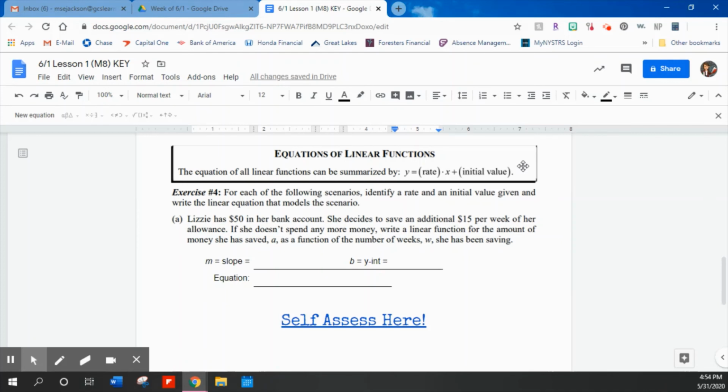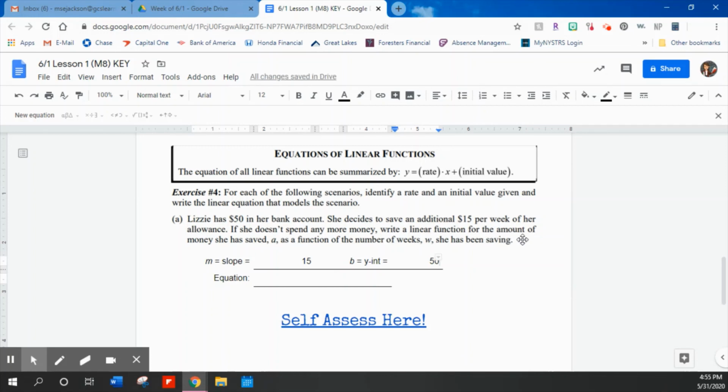She decides to save an additional $15 per week of her allowance. If she doesn't spend any more money, write a linear function for the amount of money she has saved, A, as a function of the number of weeks, W, she has been saving. So our slope or our rate of change is the rate, how it is changing. So if we look in the problem, the $15 is her rate. That's how much she's saving per week. The y-intercept is how much she already has. She already has $50 in her account.